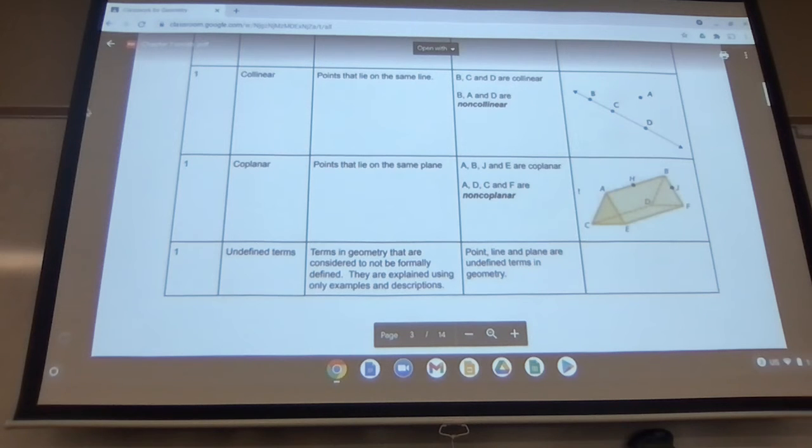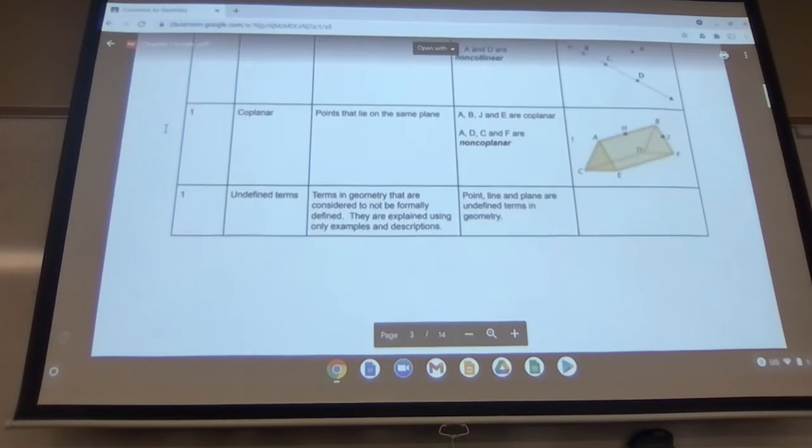All right, now we'll do a little logic here. If collinear means they lie on the same line, what do you think coplanar means? Linear is the same line. Same plane. There you go. Collinear are going to be on the same line. Coplanar are on the same plane.